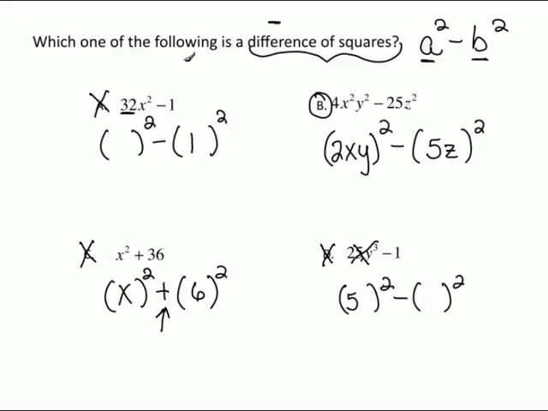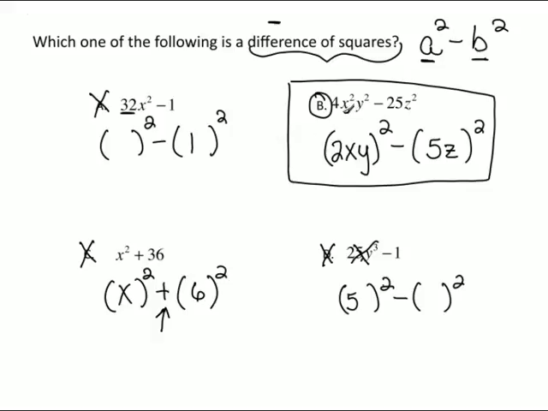So which one of the following is a difference of squares? The answer is B. B is the only one that has two perfect squares. The first term is a perfect square, the second term is a perfect square, and we have a subtraction sign in between.